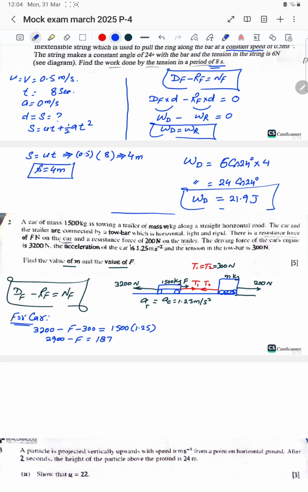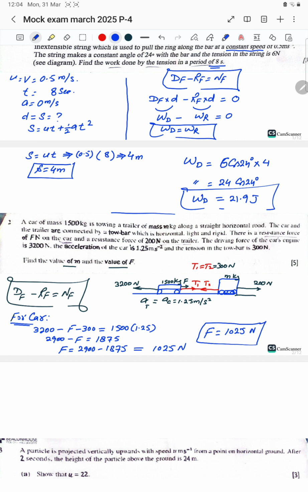On the calculator, 1875. So F will be 2900 minus 1875. On the calculator, I got 1025 Newton. This is the force, right? So F is 1025 Newton, the resistive force applied on the car.